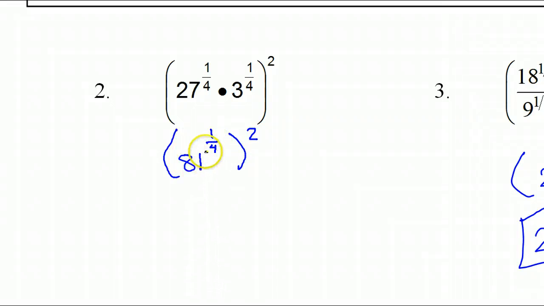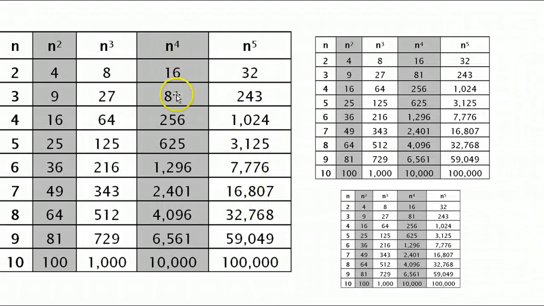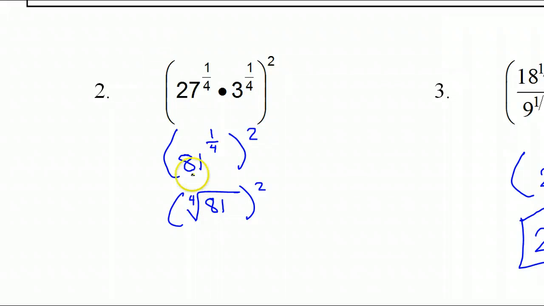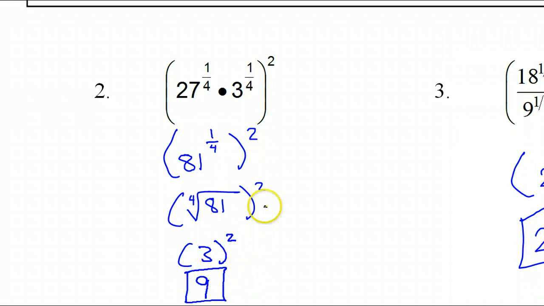So let's do the inside part. Hopefully you have now learned that 81 to the 1/4 power is the same thing as the 4th root of 81. 1/4 power, 4th root, same thing. The 4th root of 81 is 3. So the inside of the parentheses is really just 3. And 3 squared is 9. So that is the answer to number 2.